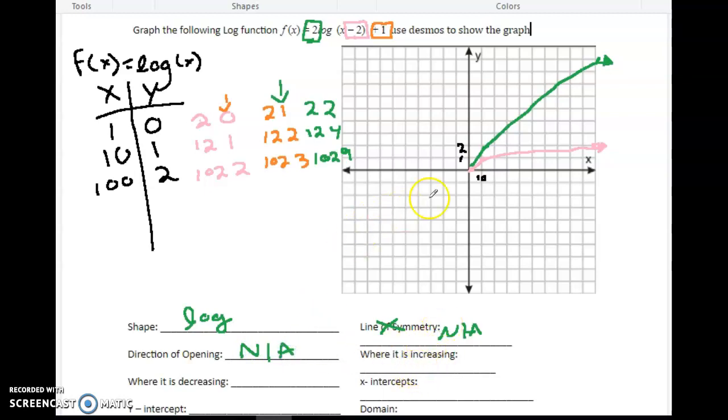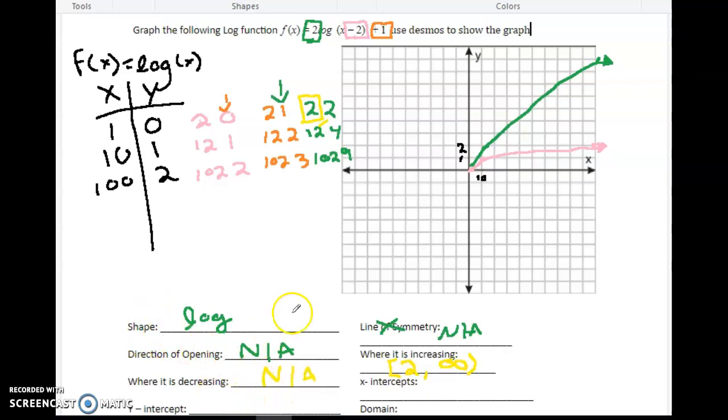All right, where is it increasing? Well, let's see. If I follow this along from left to right, I can see that it's always increasing, right? So this one is going to be increasing from the x coordinate right here, because we read everything on the x except for range, to infinity, right? So close bracket, because it is included, to infinity. Okay, is it ever decreasing? Is there any point, like if I'm following this from left to right, is there any point where it actually goes down? No, it doesn't, right? So we're going to write NA.